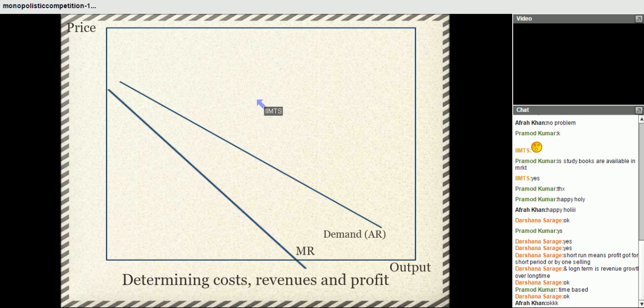So this is the demand. Then this is the marginal revenue. Those who are new, to them I'll just explain in short what is marginal revenue. Marginal revenue means the addition to the total revenue. Okay, first of all, what is revenue?